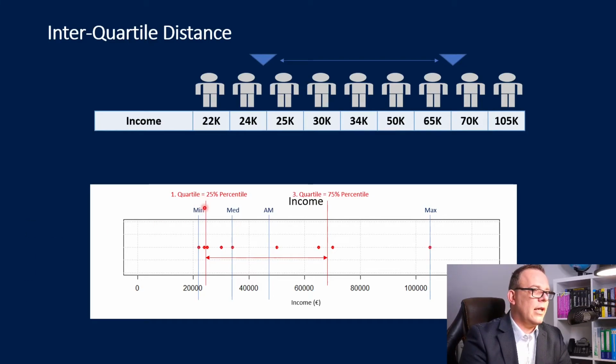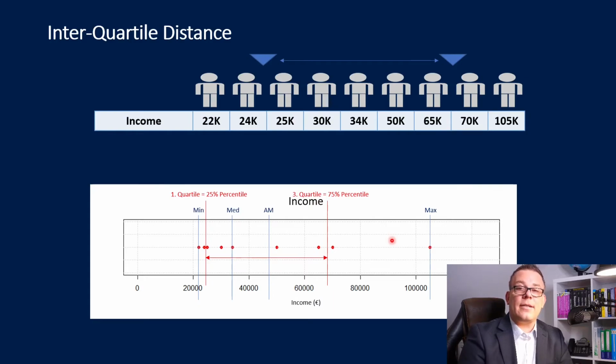The first quartile here is the value where 25% of the data is below and 75% of the data is above. The second quartile is exactly the median, because 50% is lower and 50% is higher. And the third quartile is where 75% is lower and 25% is higher. The interquartile distance is now defined as the difference between the third quartile and the first quartile. So exactly that distance between those points where 25% are lower, 50% are in between, and 25% are higher. So that's the definition of the interquartile distance.